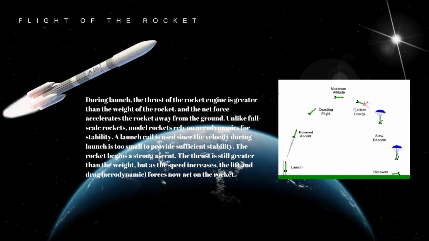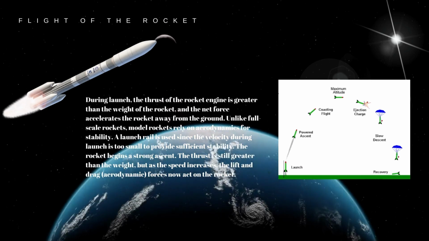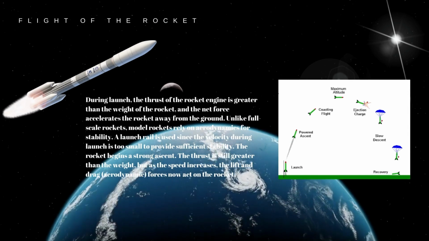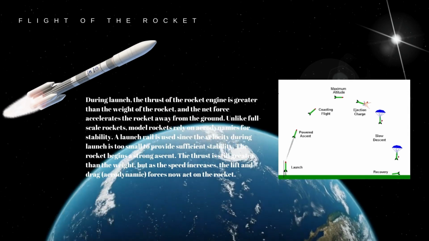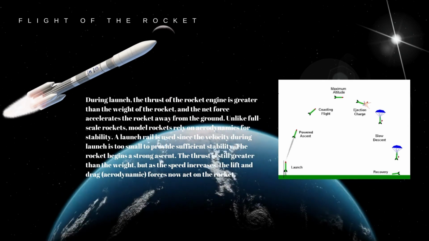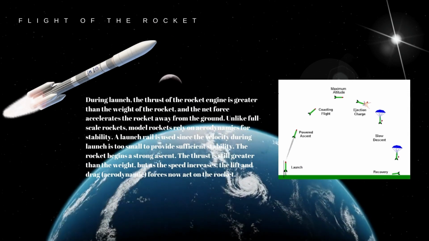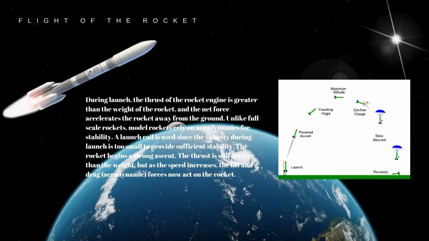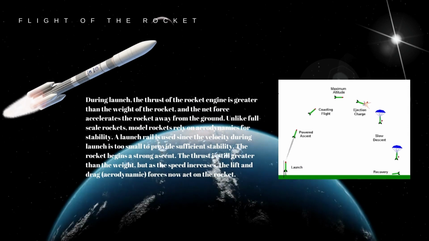The rocket begins a strong ascent. The thrust is still greater than the weight, but as the speed increases, the lift and drag forces now act on the rocket. And if you look at this picture, you can see the stages of the flight.